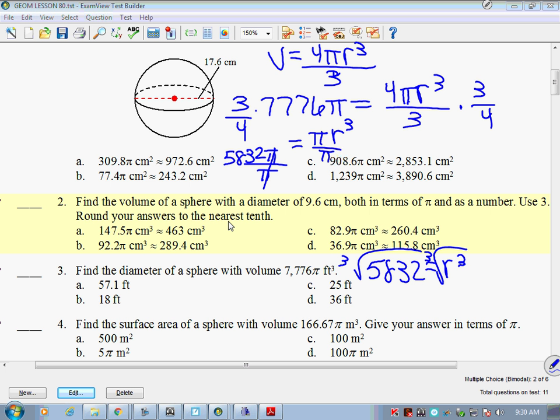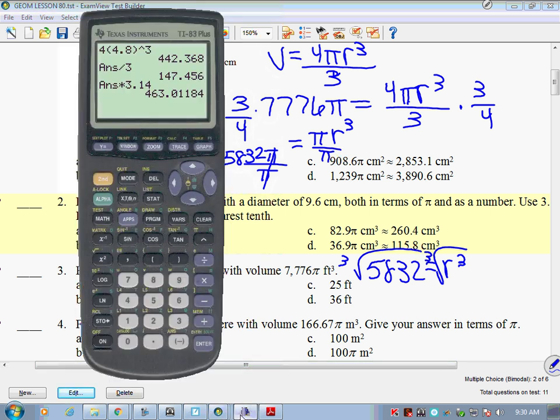What is the cube root of 5,832? Well, how do I even get my calculator to do that? Well, I go to math. I go down to number 4, 5,832, and I get 18, right? R equals 18, right?